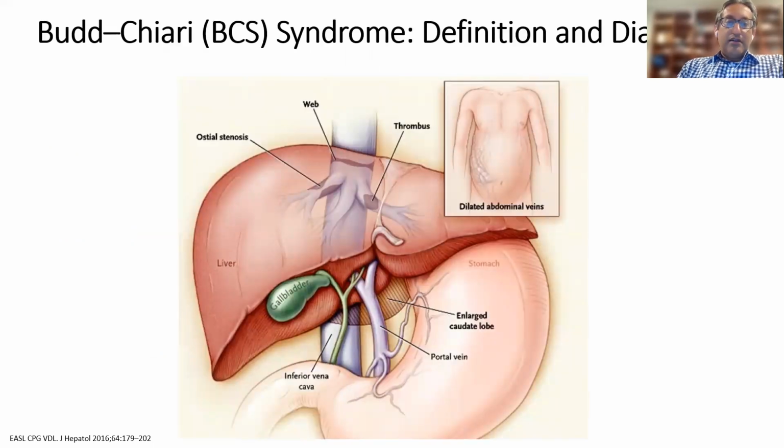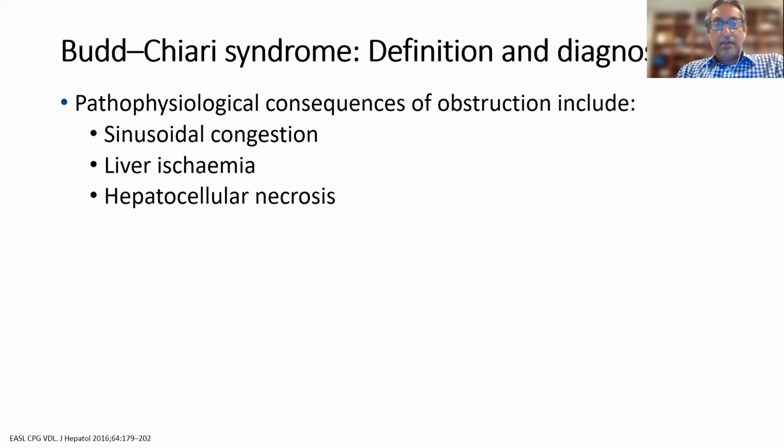Now, this is a nice diagram which shows different forms of Budd-Chiari syndrome, and these are the hepatic veins. Either you can have a web, a stenosis of one of the branches of the hepatic vein, or a thrombus of the hepatic vein or the IVC. As most of you are aware, not only in cirrhosis but especially in Budd-Chiari syndrome, you see caudate lobe hypertrophy because the caudate lobe also gets blood supply from the other part of the liver through the caudate vein.